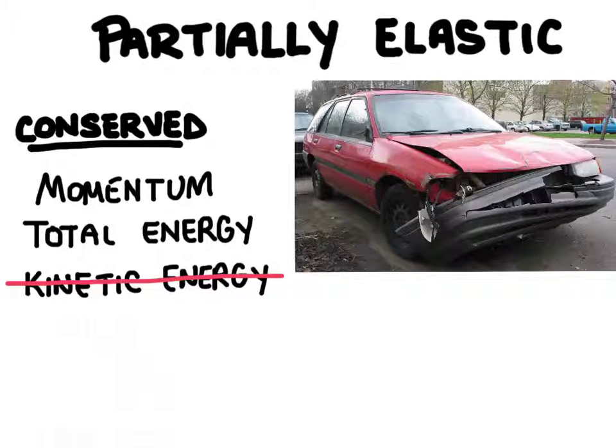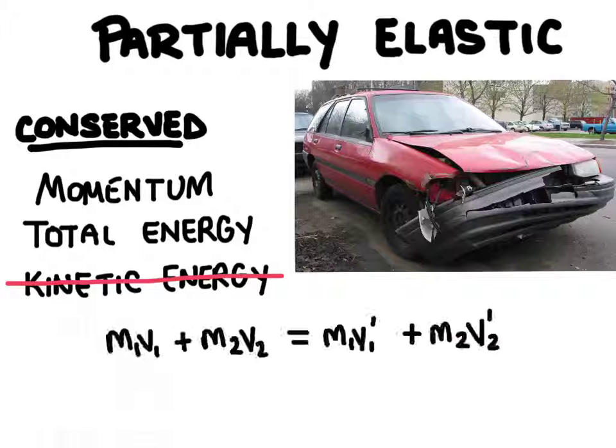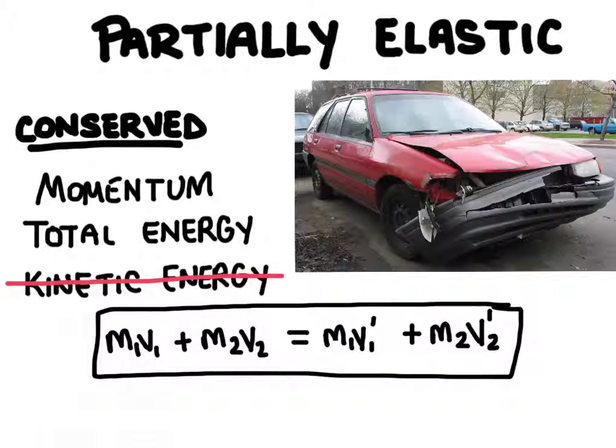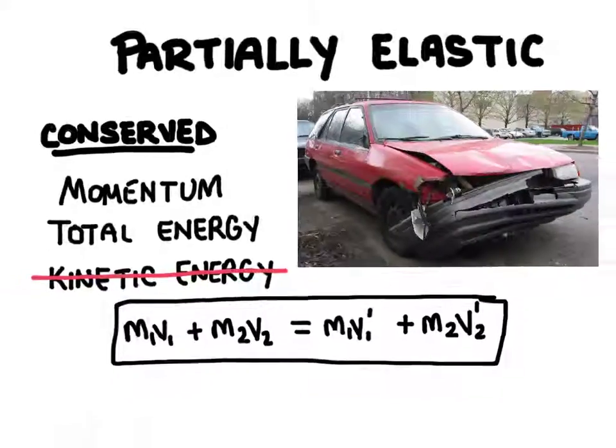Just like the inelastic collision, we can describe this collision with the conservation of momentum equation. Since the objects don't stick together, we don't combine the masses on the right side of the equation. And those are collisions.